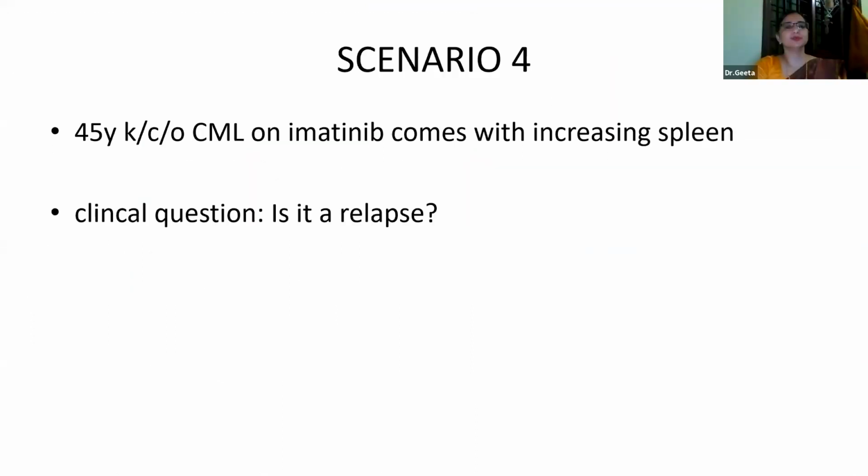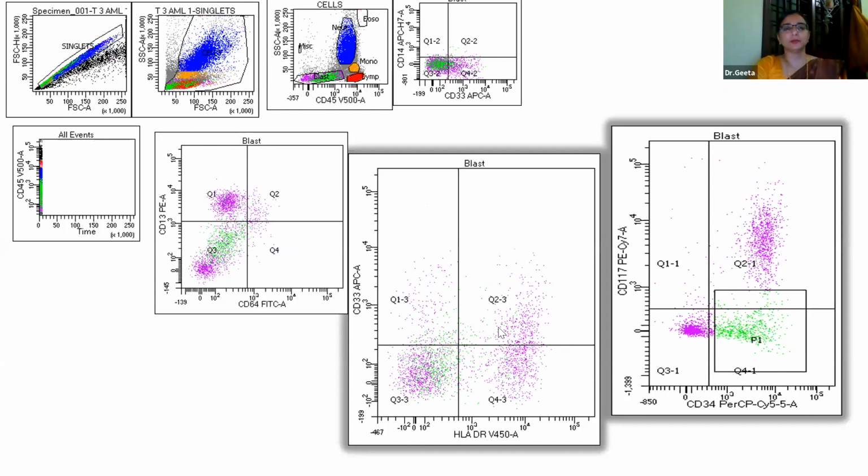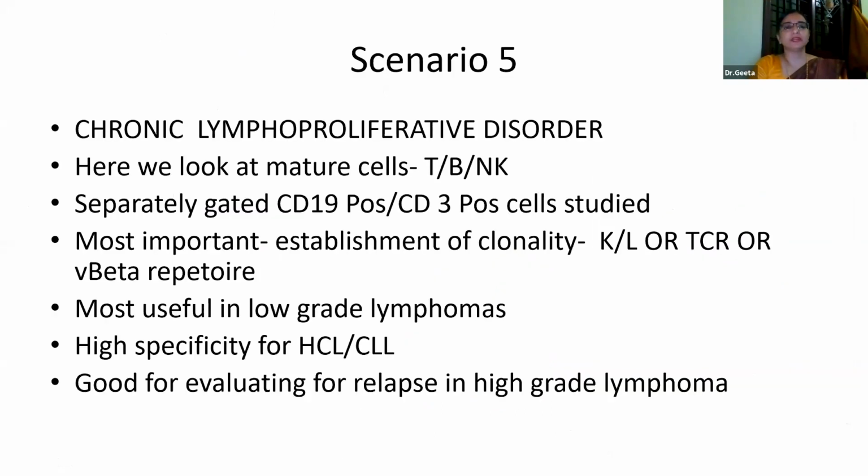So this is the patient who is on imatinib, known CML. Clinical question is whether it's a relapse because he is having increasing splenomegaly now. So in his flow plots, we can see that again, these immature markers are positive along with CD13, which is a neutrophilic marker, and as well as CD117, indicative of a relapse in a known CML.